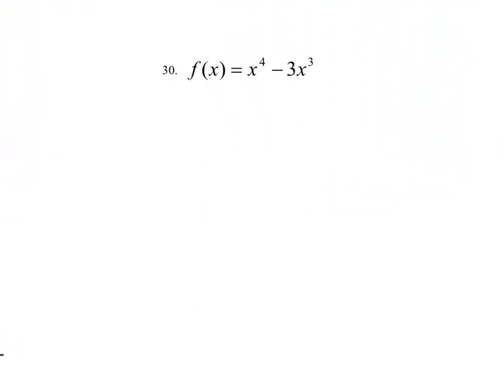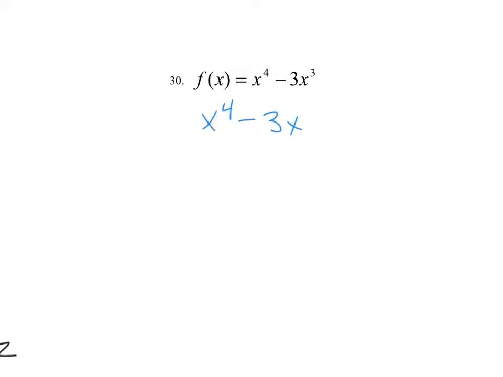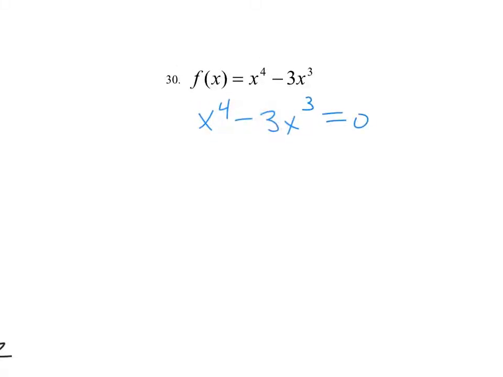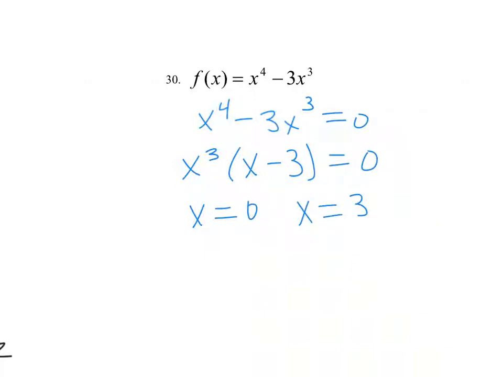All right, number 30. All right, this is our last one. We want to factor this. We can take out an x cubed from both sides. So we're going to be left with x minus 3 equals 0. So we're going to get x equals 0, x equals 3, so those 2 x-intercepts. All right, even degree, positive leading coefficient, so up on the left and the right.